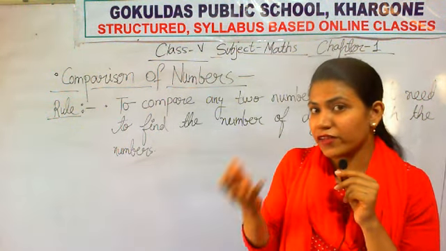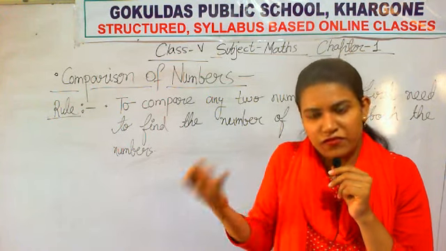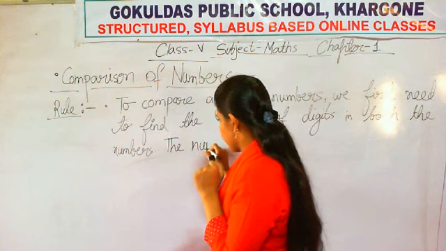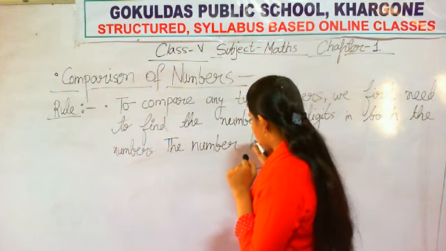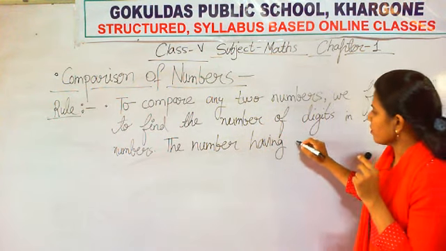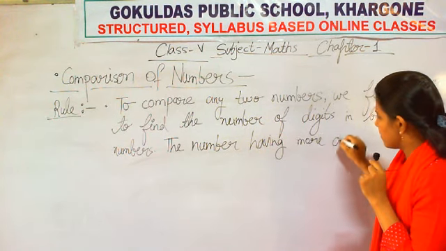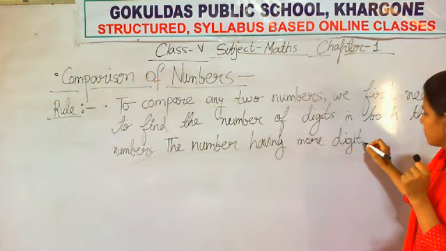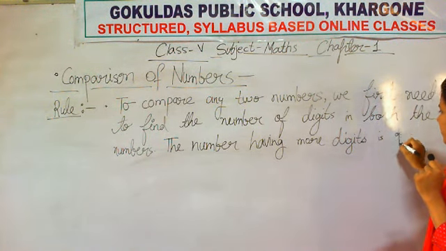The number having more digits is greater.